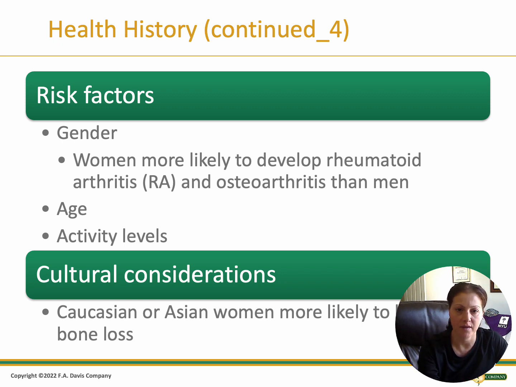And then their activity level: are they physically active, or do they have a sedentary lifestyle? Do they go to the gym? Do they do weight-bearing exercises? Do they swim? Those who don't are more at risk for pain in their joints. Cultural considerations include Caucasian and Asian women, who are more likely to exhibit bone loss and osteoporosis.